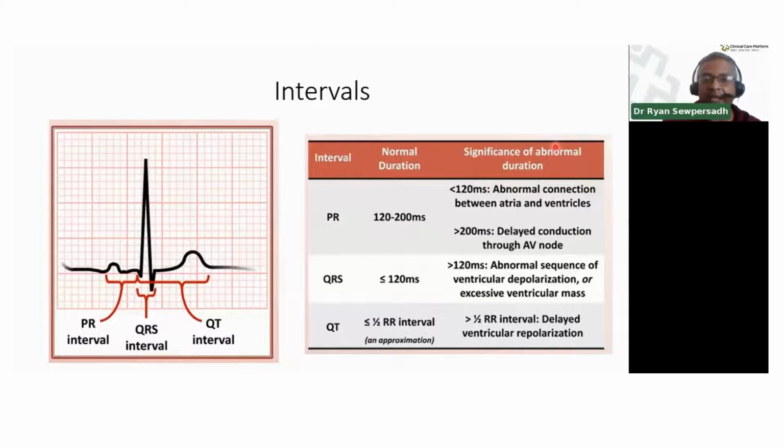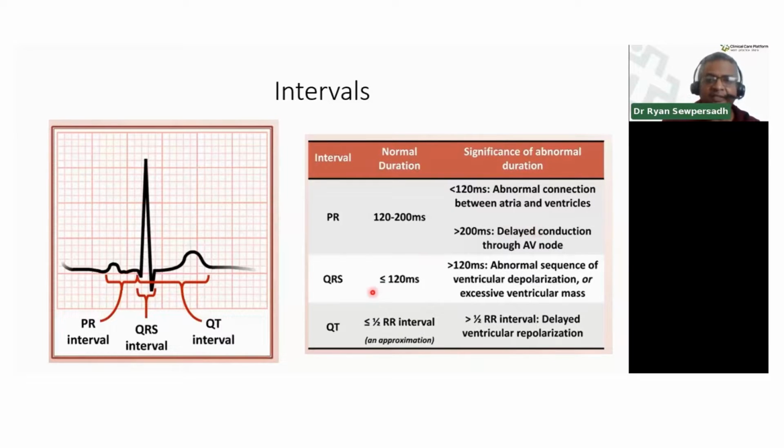If you have a PR interval of below 120 milliseconds, there must be some abnormal communication or connection between the atria and the ventricles. That typically happens in everybody's favorite Wolff-Parkinson-White syndrome, where there's a delta wave. We'll talk about that later. Or if your PR interval is prolonged above 5 small blocks or 200 milliseconds, that speaks to delayed conduction through the AV node. And we'll talk about that in the section of atrial ventricular block.